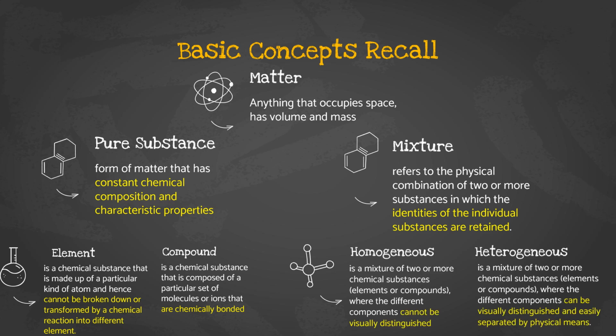Under mixture, we have two subcategories: homogeneous and heterogeneous. Homogeneous mixture is a mixture of two or more chemical substances, whether elements or compounds, where the different components cannot be visually distinguished, while a heterogeneous mixture is a mixture of two or more chemical substances, whether elements or compounds, where the different components can be visually distinguished and easily separated by physical means. Again, take note of the yellow highlighted items.